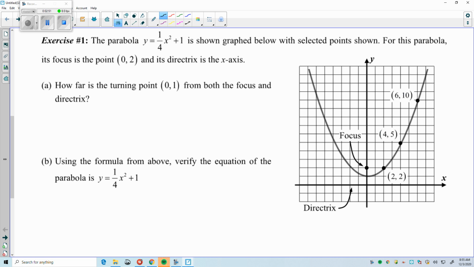So it says, how far is the turning point, or another way that we could say this, the vertex, which is (0, 1), from both the focus and the directrix? From the focus, here's my turning point or my vertex. I can see that's a distance of 1. From the directrix, I can see that that is a distance of 1. So from both the focus and the directrix, it's 1 unit away. This 1 that we have found is equal to that p in the formula. That's going to be called your focal length.